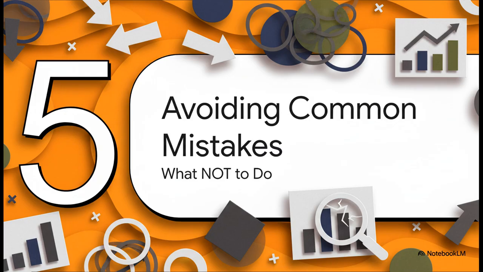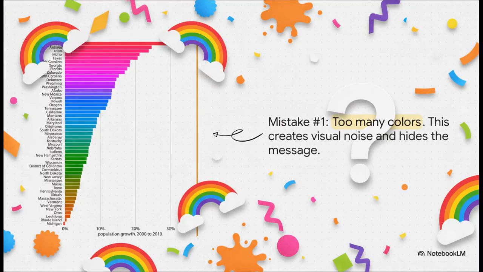Okay, so we've got the principles down. Now let's really solidify them by looking at the three most common mistakes people make, and more importantly, how you can avoid them. First up, mistake number one, just using way too many colors. Remember our rainbow chart? That's a classic example of how throwing every color in the box at a chart can actually hide the message instead of revealing it. So, keep your color palette limited and purposeful.